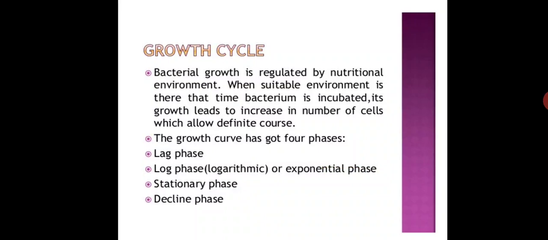Now we'll see the bacterial growth. Generally, bacterial growth is regulated by the nutritional environment. If the nutrients are supplied very well, then automatically the bacteria undergo the cell division process. So that is a better environment which makes bacteria divide. That means environmental factors, for example nutrients, pH levels, and temperature, decide the bacterial growth.